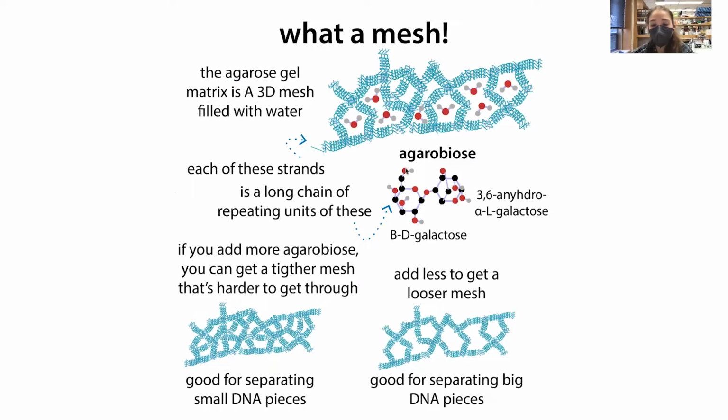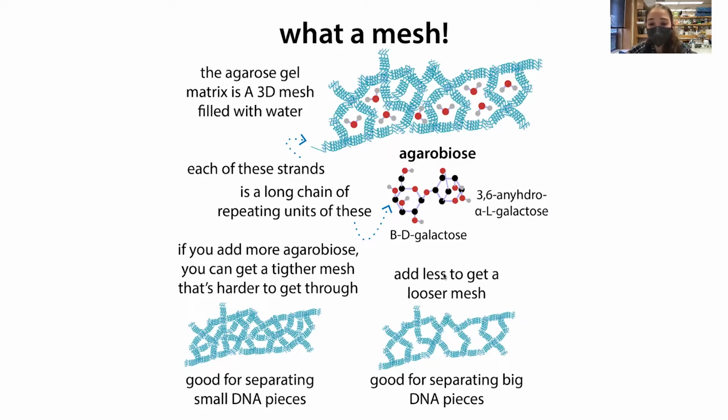You can add more agarose if you want a tighter mesh, which is good for separating small DNA pieces. When I talked about the percentage of the agarose, the percentage of the gel, if you want to separate really small pieces, you want really small holes, because if you try to separate small pieces with really big holes, they're all going to move through the holes at the same rate because the holes are so much bigger than them. But if the holes are smaller, then they're going to be separated better.